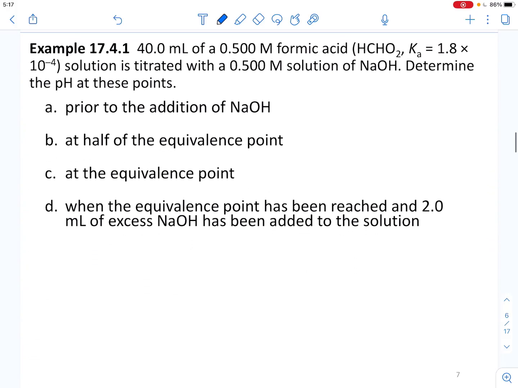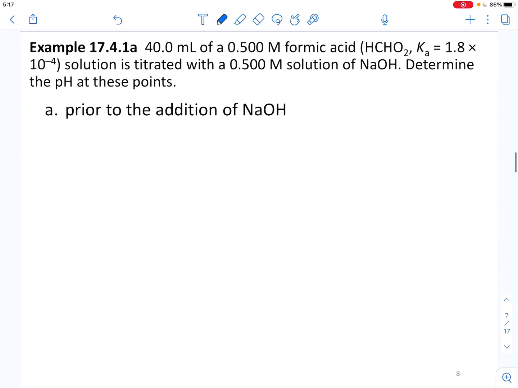Now if you are calculating the pH at different points in the titration curve, the protocol is different, because you have to work with acid-base equilibrium. In this case we have formic acid, and for formic acid we have the Ka. The first question is, what is the pH when you don't have any of the base? So let's work on that one first.